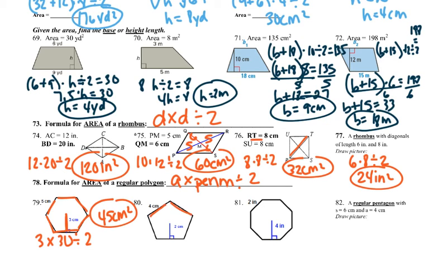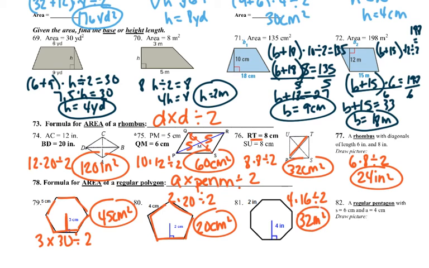Mini height is 2. 1, 2, 3, 4, 5 times 4 is 20 for the perimeter, so mini height times perimeter divided by 2, 20 centimeters squared. Mini height is 4. The perimeter there, 2, 4, 6, 8, 10, 12, 16 divided by 2, so we get 32 inches squared. And then a pentagon has 5 sides. 5 times 6 is 30 times 4 divided by 2, so that works out to be 60 centimeters squared.